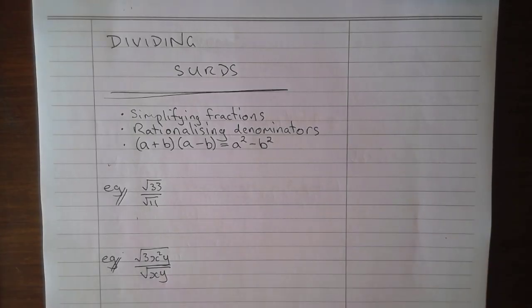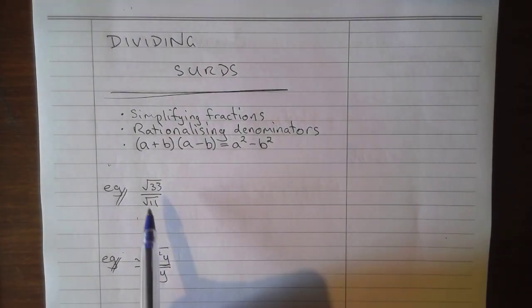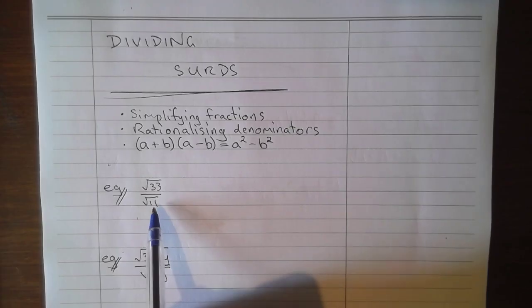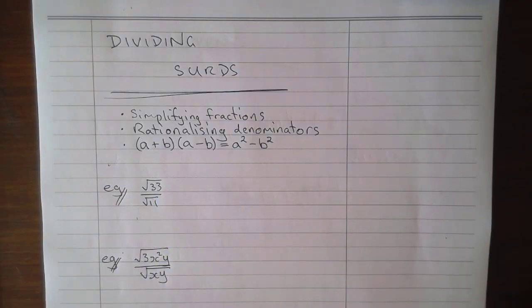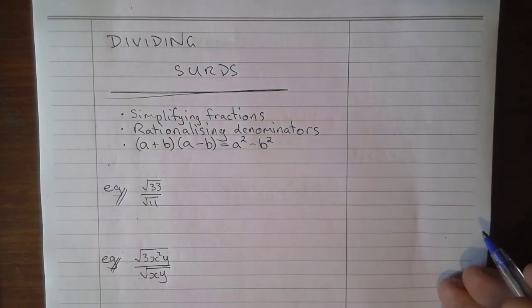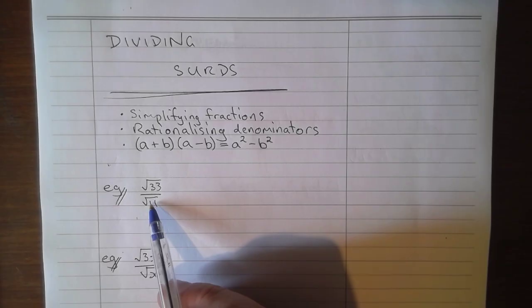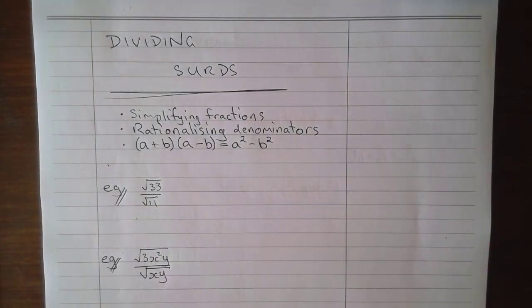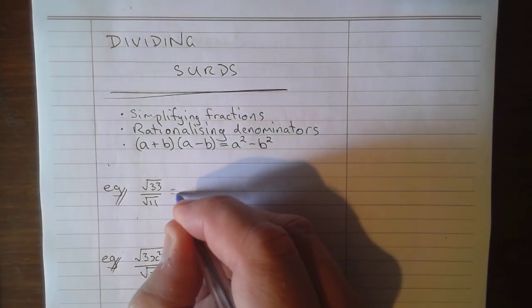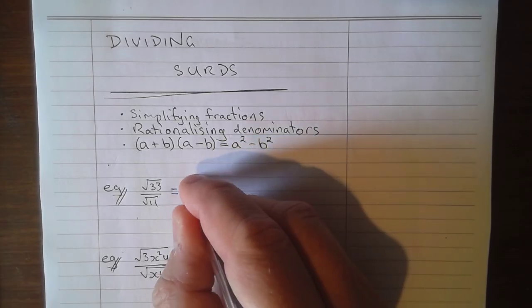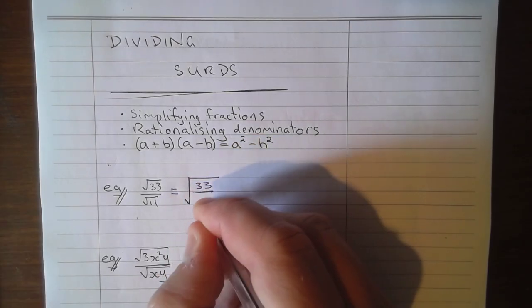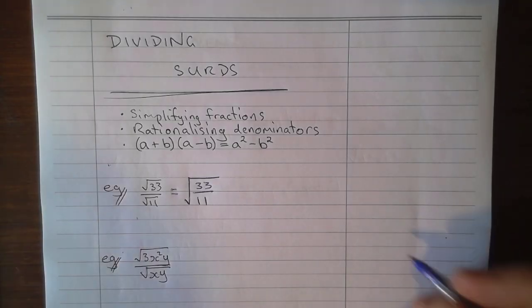So the first example that I've got here is the square root of 33 divided by the square root of 11. Obviously that's a fraction division of two surds. There's actually a few ways that we can deal with this, but the way I'm going to do it is to change it from a surd divided by a surd to a single surd of a fraction. So we write that as the square root of 33 over 11.